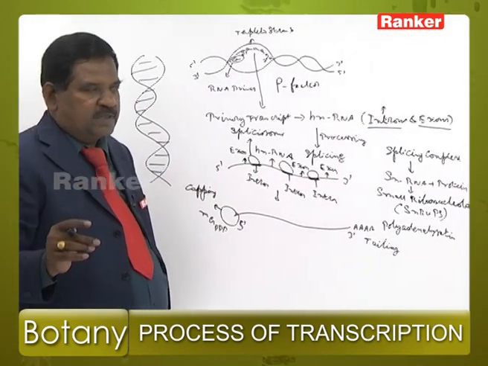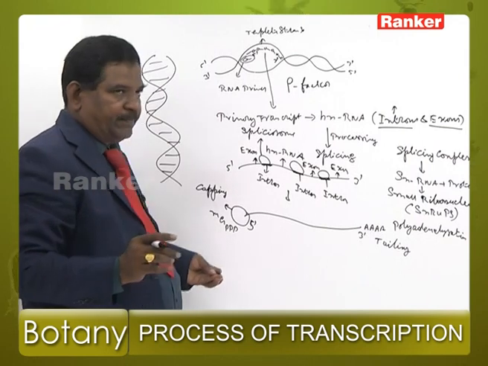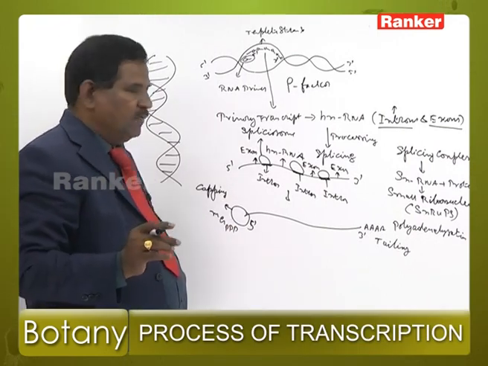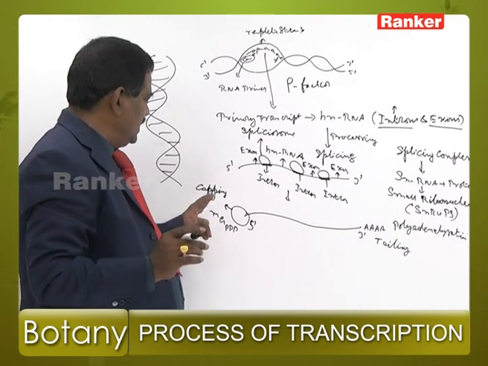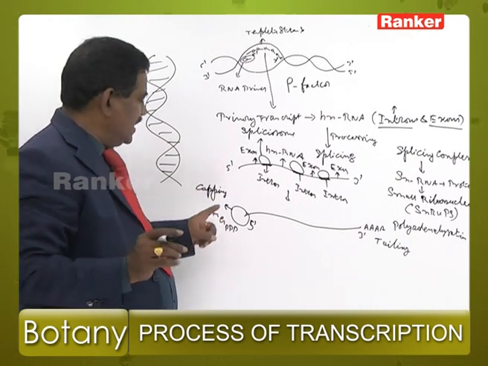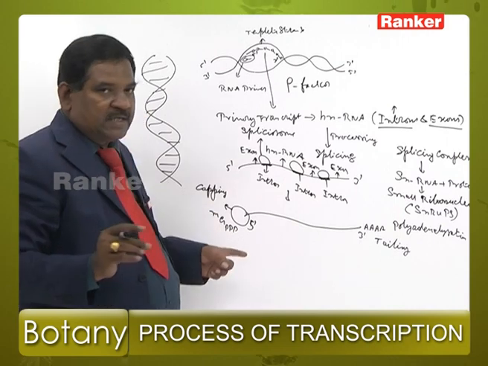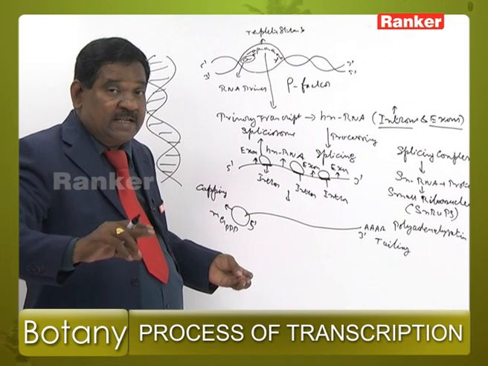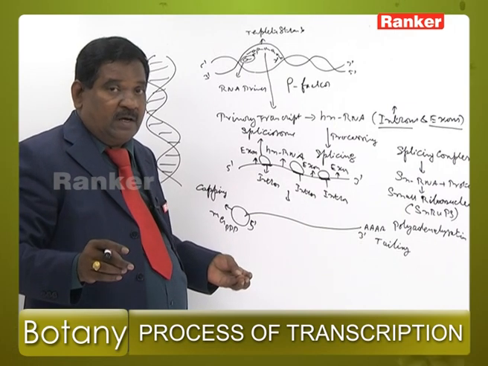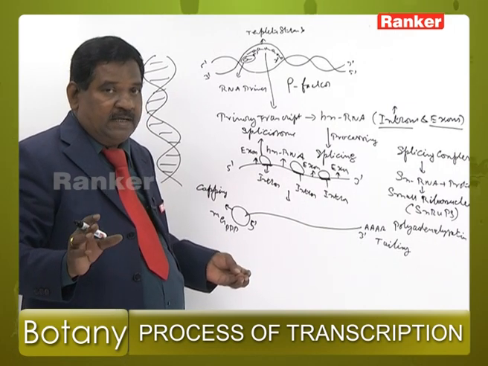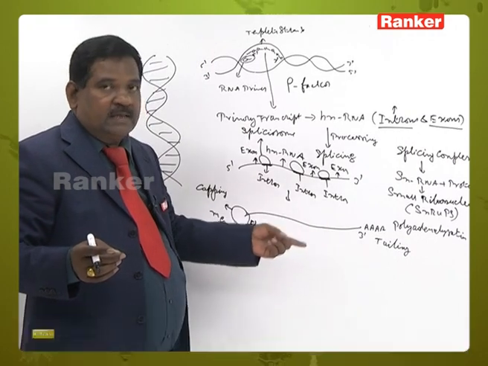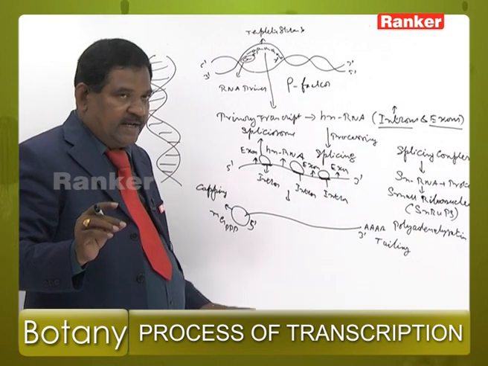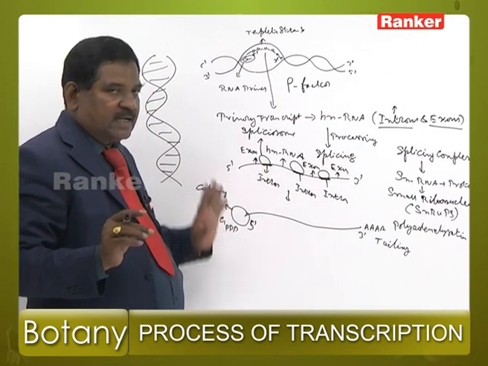So, before splicing, the first step is capping. An unusual nitrogen base, methyl guanosine triphosphate, is attached to the 5' end of the hnRNA. Then many adenines are attached to the 3' end without a template, which is called polyadenylation, and this process is called tailing. After that, splicing occurs.